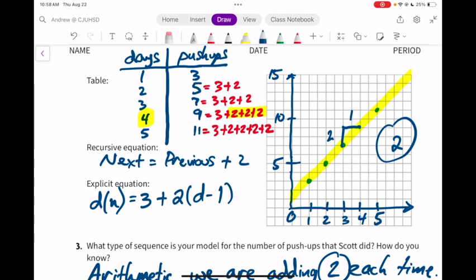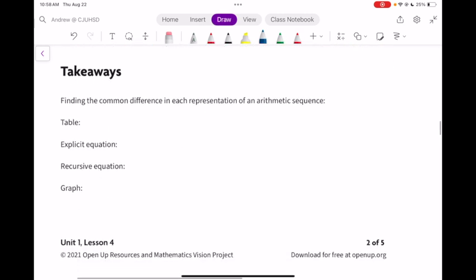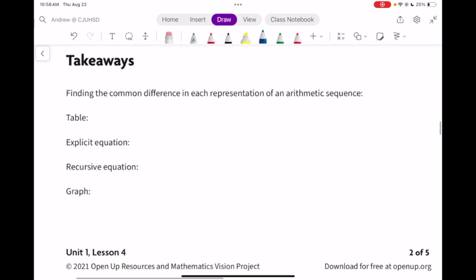So let's sort of wrap this up here in our takeaways. So for the table we were able to identify this common difference. And because there was a common difference, that's how we know it's an arithmetic sequence.